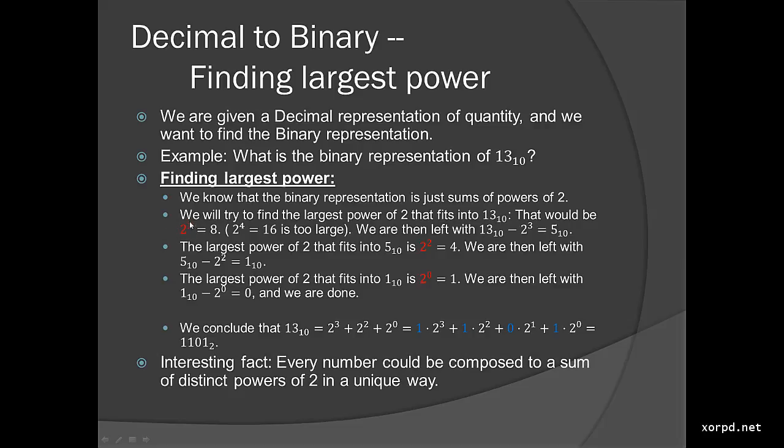We marked by the red color those numbers. Those numbers are the powers of 2 that were fitting into the number. So we conclude that 13 in base 10 actually equals 2 to the third plus 2 to the second plus 2 to the 0. Which is something like this. Here we added this one, which is prefixed by the 0. And the number that we get is 1, 1, 0, 1.